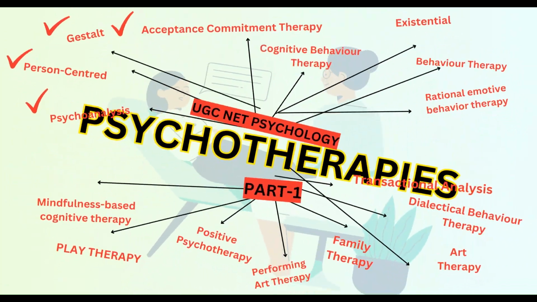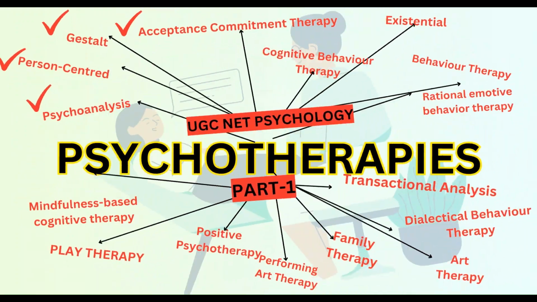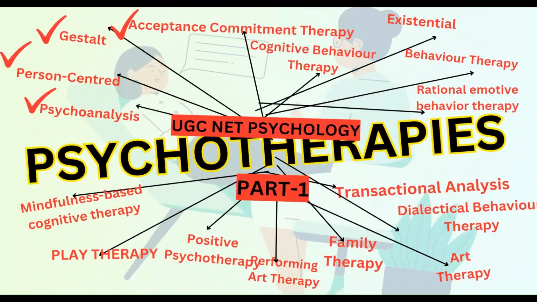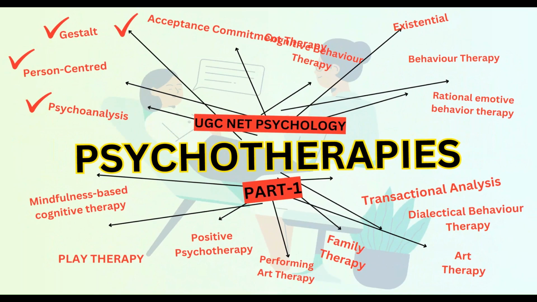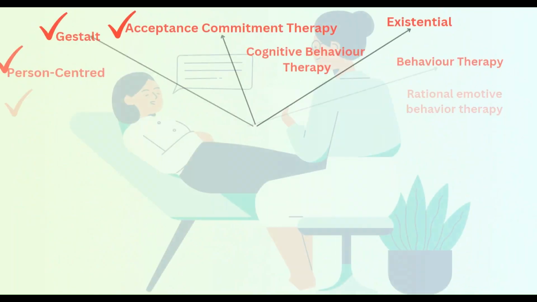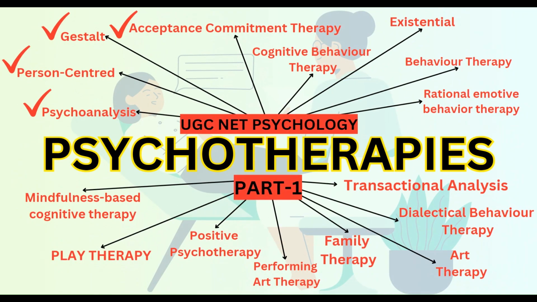This topic is for psychotherapies which are given in the UGC Psychology booklet. It is under Unit 9 of Human Development and Interventions. They have given around 16 therapies. So, what is UGC expecting out of you?